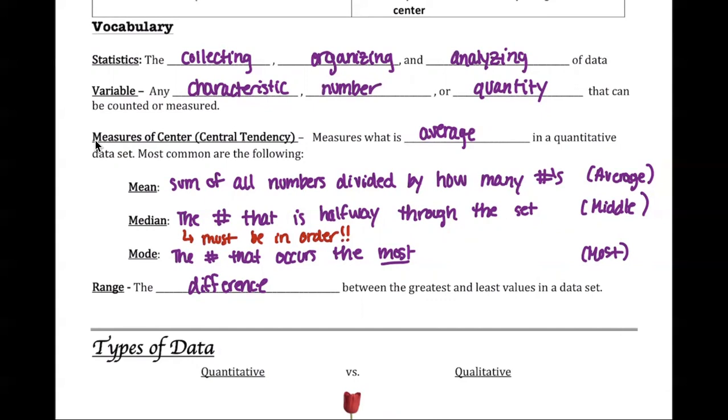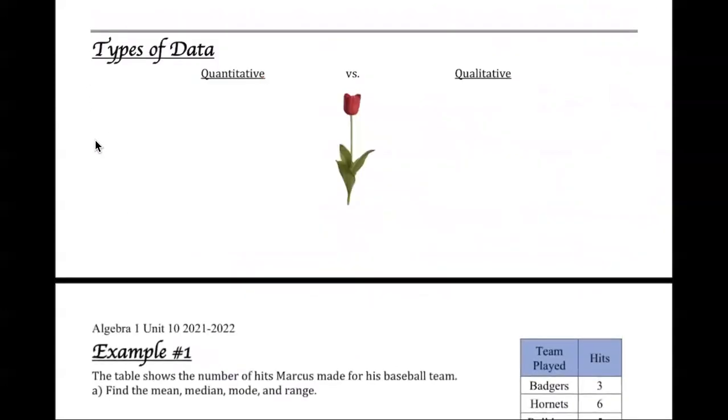Now, this next word, variable, is not the type of variable that we've been working with up till now. Variable up till now has meant something that's unknown. In statistics, a variable is any characteristic, number, or quantity that can be counted or measured. Looking at our first example, it says the different types of data. When we see this word quantitative, the first part of the word actually has the word quantity in it. And that just means that this is something that's measurable and actually has a number-based answer.